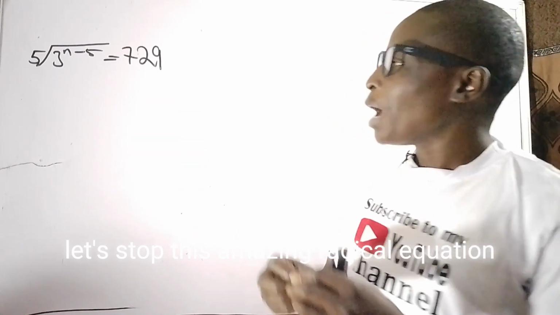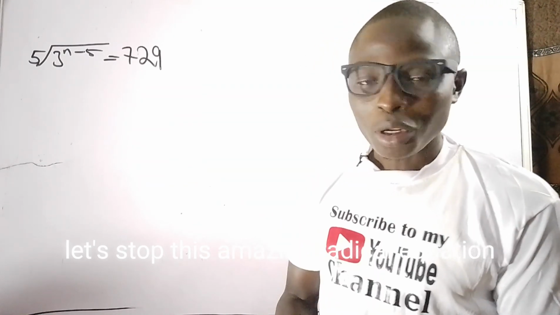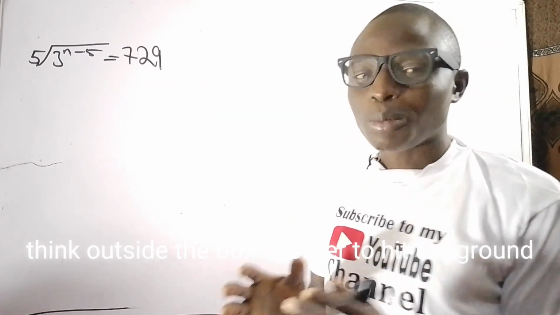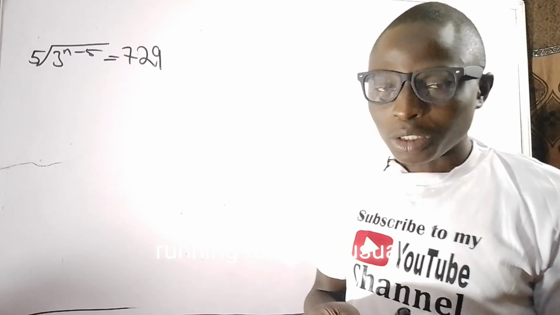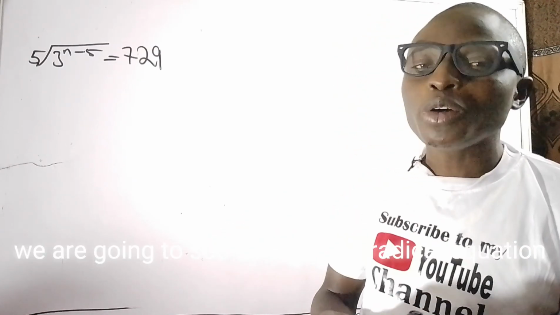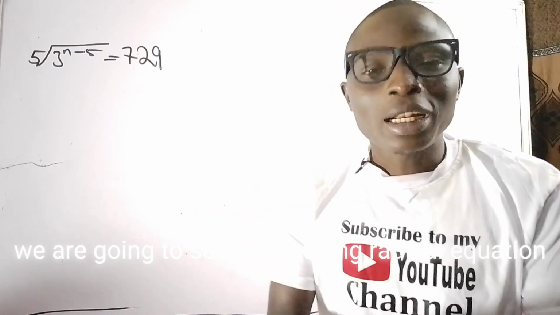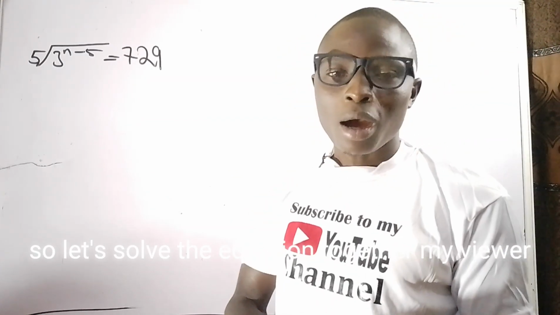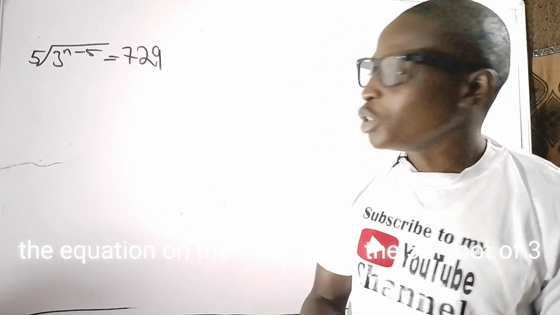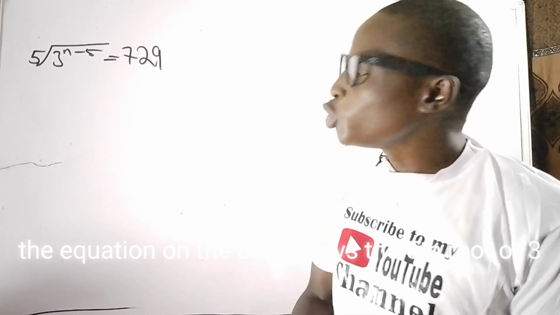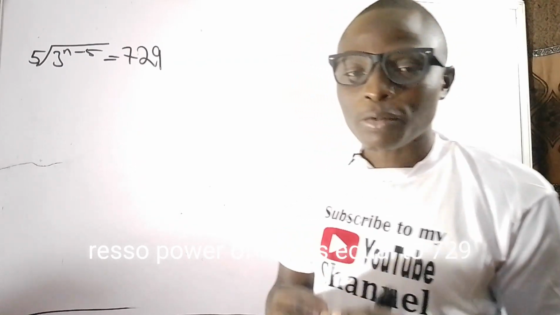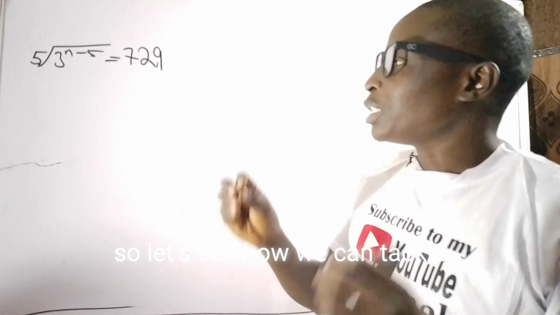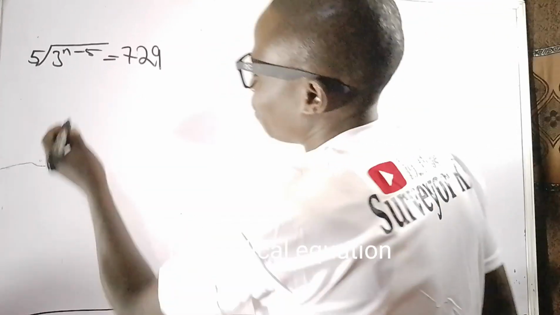Let's solve this amazing radical equation. But as I always tell you, sometimes we need to think outside the box in order to hit the ground running. Today as usual, we are going to see an amazing radical equation. So let's solve the equation together, my viewer. The equation on the board says the fifth root of 3 raised to the power of n minus 5 equals 729. So let's see how we can tackle this radical equation.